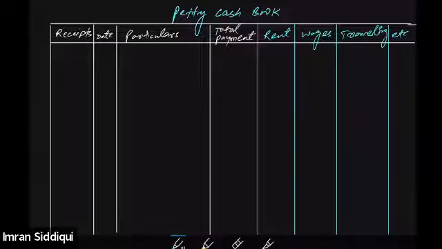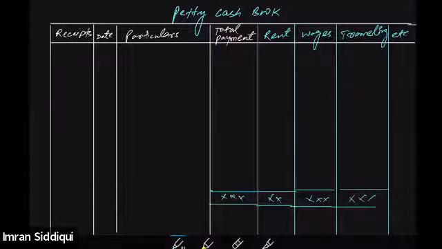All right. Then after recording all the transactions, we will total these columns. We will find the total of the total payment that has been made. Then we will total the amounts for rent, wages, or whatever expenses we have incurred. Also we will total the column of the receipts. So this is the format of the petty cash book.